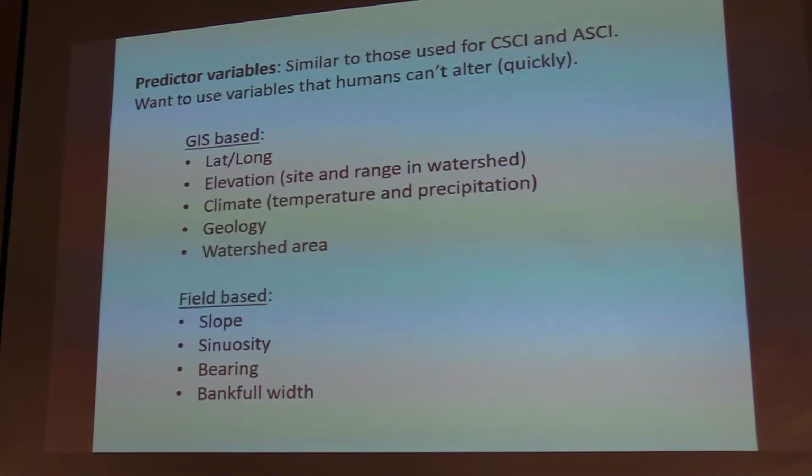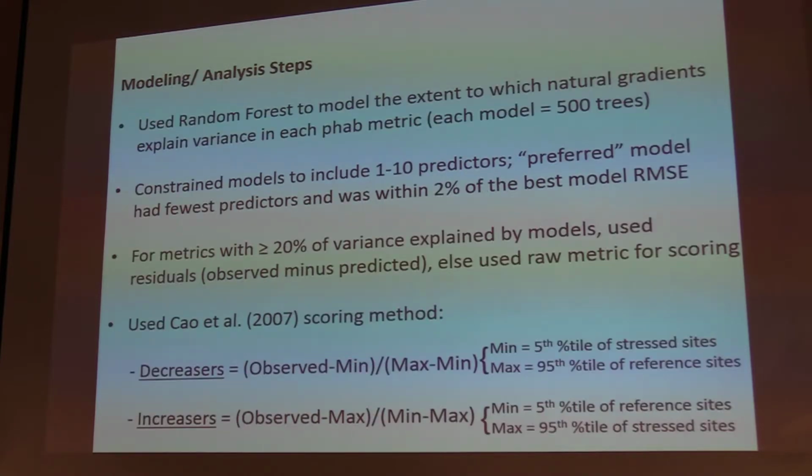The predictor variables that we used were also similar to those we used for CSCI and ASCI. We basically wanted to use variables that humans can't alter, at least quickly. Many were GIS-based, things like latitude, longitude, elevation, climate, geology. But we also used a few field-based measures, and we thought that those field-based measures might be really important in predicting local physical conditions. We haven't used field-based measures as predictors in previous index development.